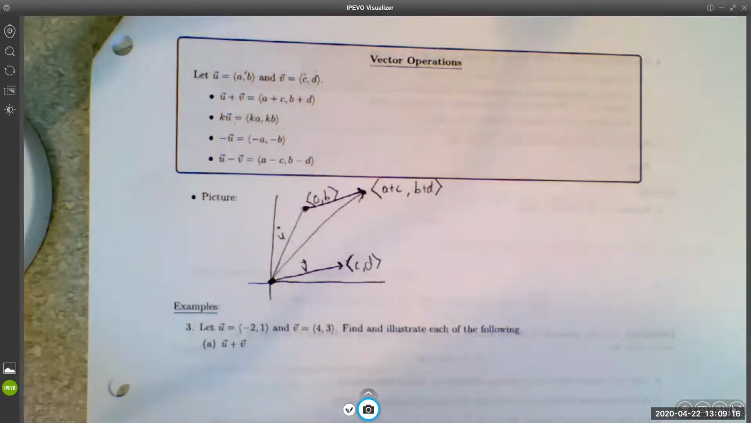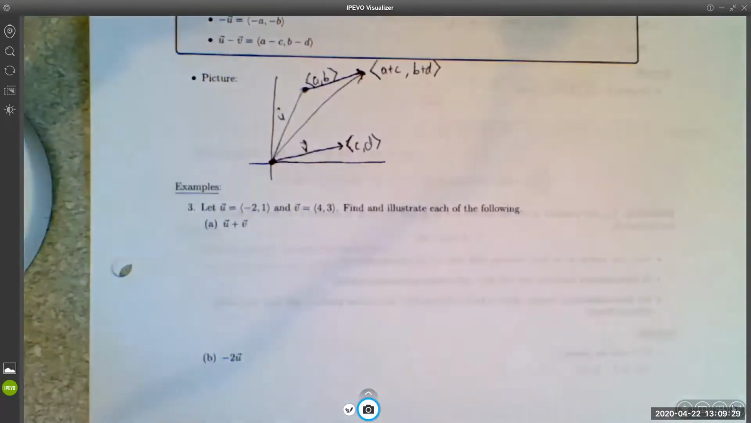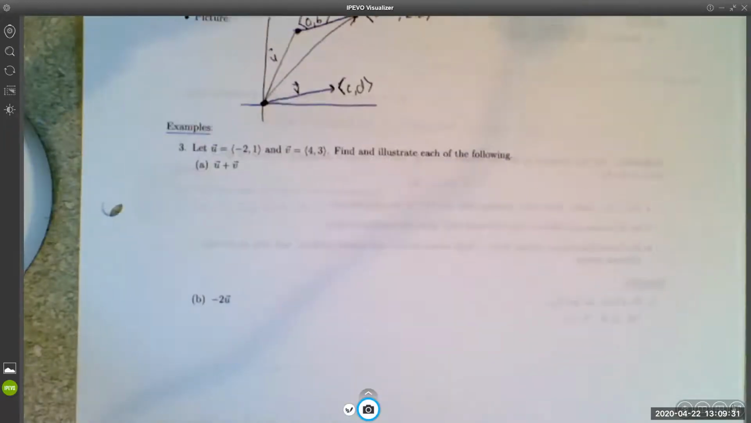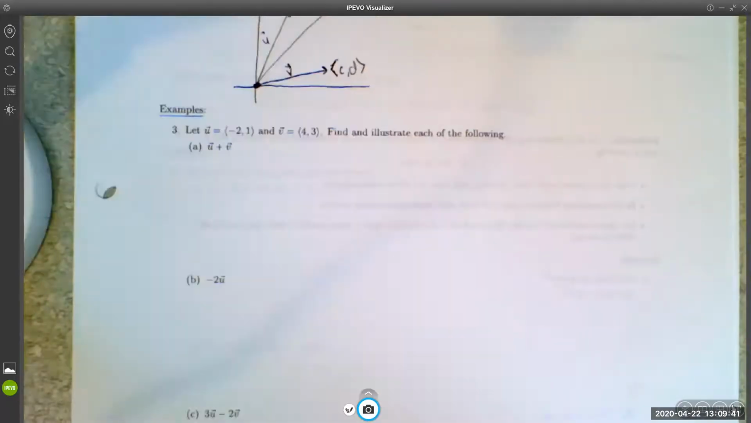So anyway, again, I think it's pretty straightforward, pretty intuitive. So here are a couple examples. I'll let you work these out. If u is -2, 1 and v is 4, 3, see if you can find the following things and illustrate them. I'll give you a second to work out part A.